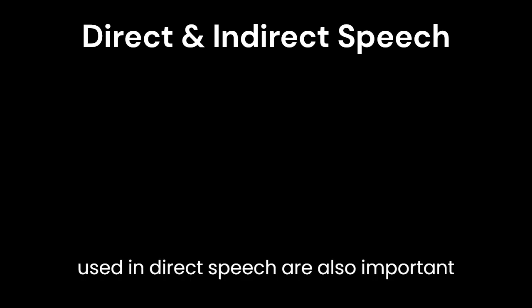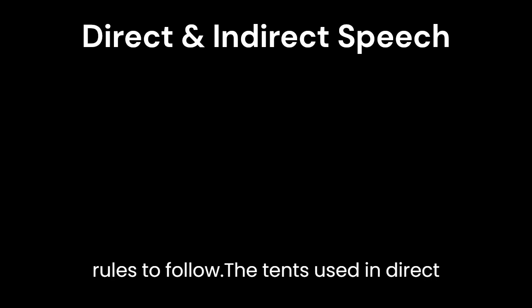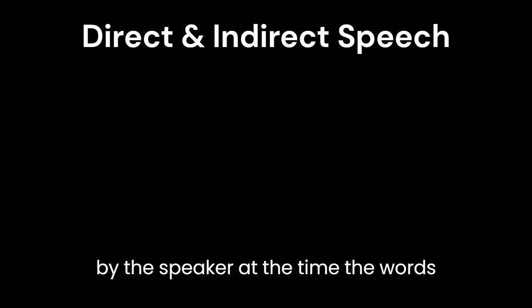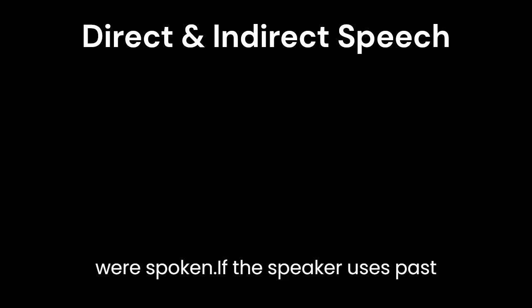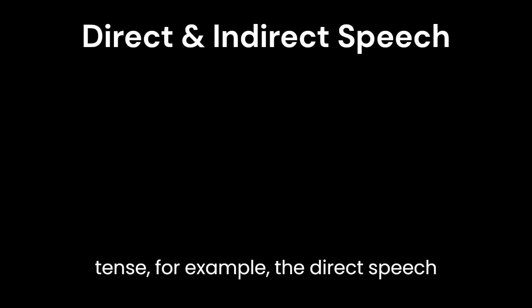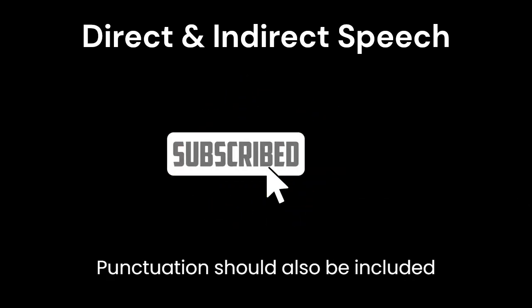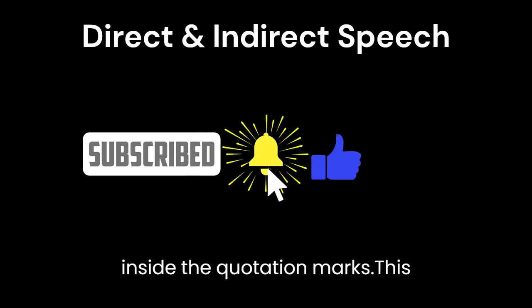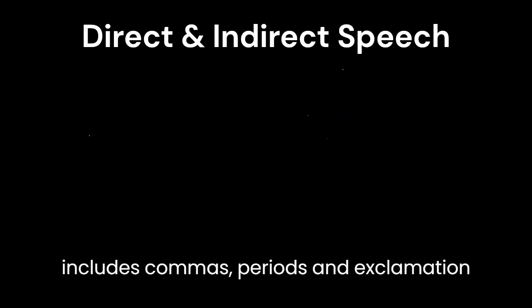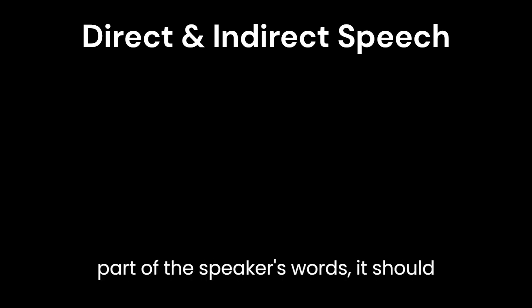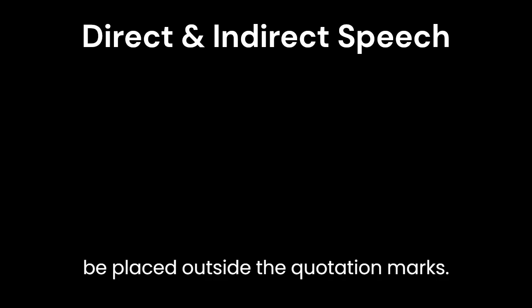The tense and punctuation used in direct speech are also important rules to follow. The tense used in direct speech should be the same as that used by the speaker at the time the words were spoken. If the speaker uses past tense, for example, the direct speech should also be in past tense. Punctuation should also be included inside the quotation marks. This includes commas, periods, and exclamation points. If the punctuation is not part of the speaker's words, it should be placed outside the quotation marks.